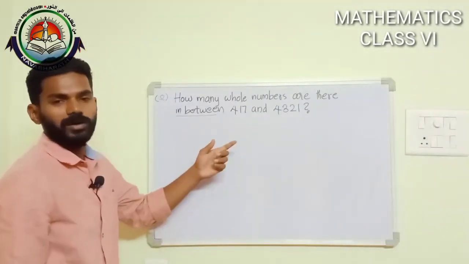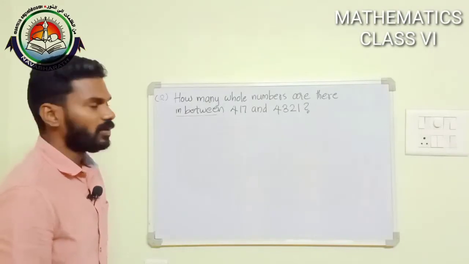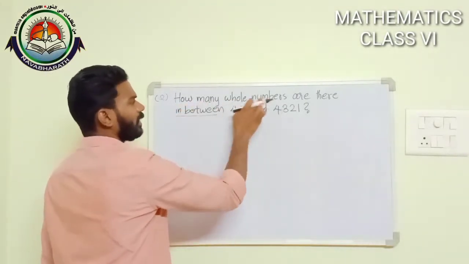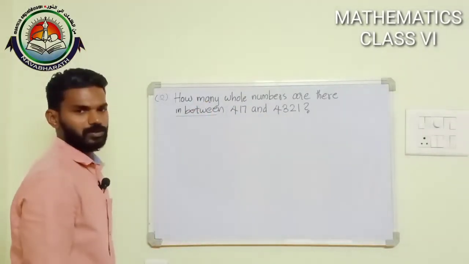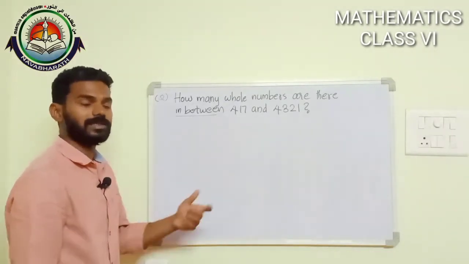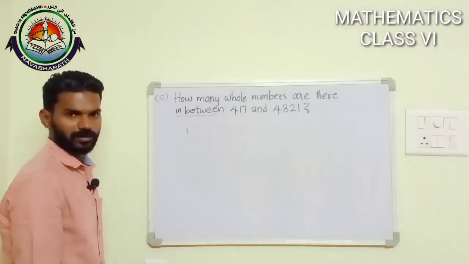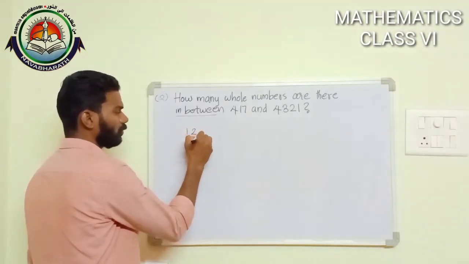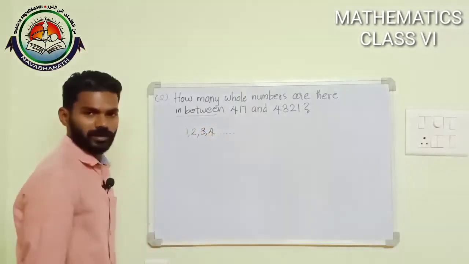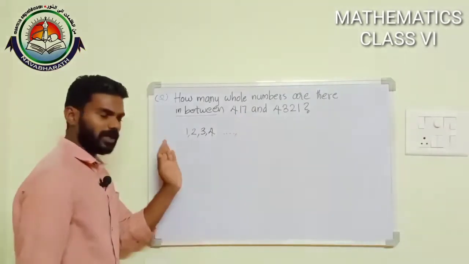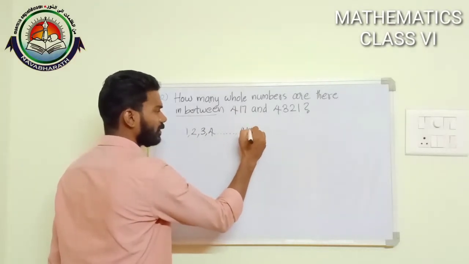Okay, so let's check how this problem can be solved. We need to count the numbers in between 417 and 4321. For that, I just started from the number 1. 1 is a whole number. Then what is the next whole number? 2. What is the next? 3, 4, etcetera. After a lot of numbers, we reach 470. Clear?